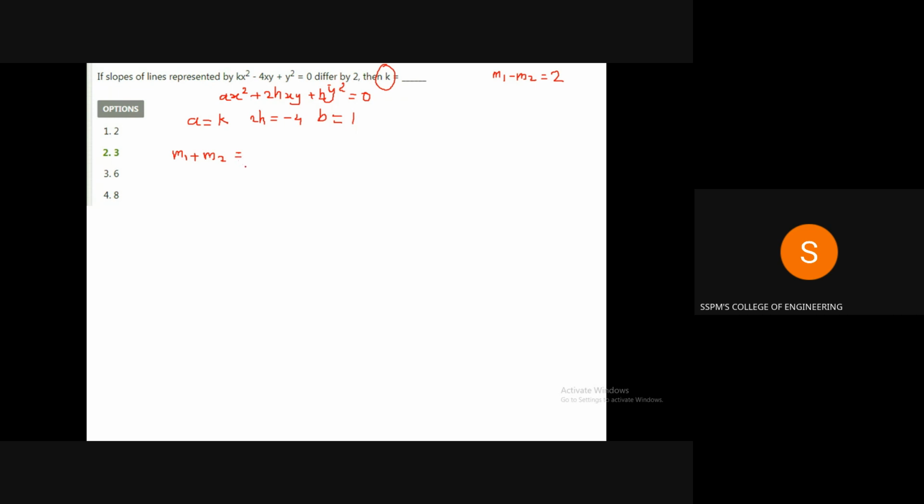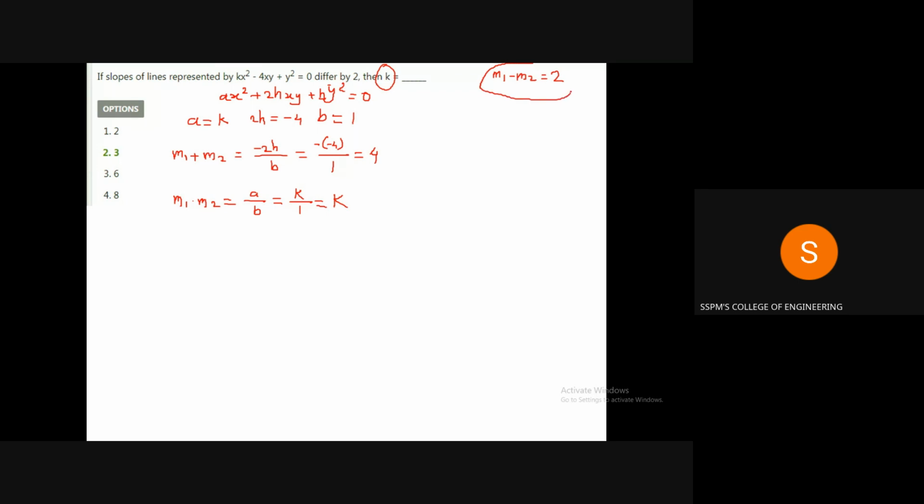m1 plus m2 ची व्हॅल्यू काय येणार? Minus 2h divided by b. So 2h is minus 4, so minus of minus 4 divided by 1, which is equal to plus 4. So now m1 m2 is a by b, that is equal to, what is a? a is k, b is equal to 1, so which is equal to k. So these two values, and we have to use now the relation.